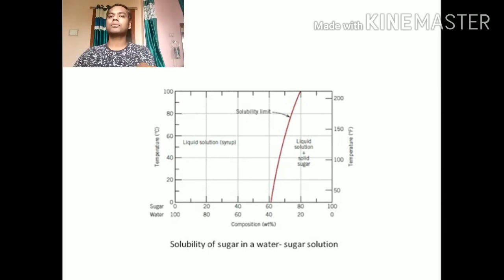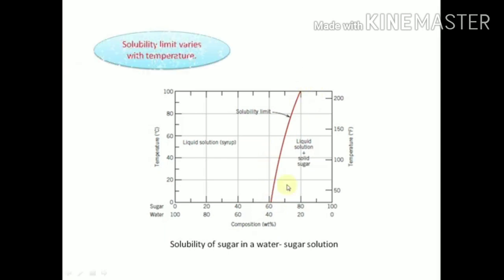This is the diagram of temperature versus composition of water sugar system. This represents a solubility limit curve. This solubility limit curve varies with temperature. Here you see at 20 degrees Celsius, the solubility limit is 65%. At 100 degrees Celsius, the solubility limit is 80%. So clearly it shows that the solubility limit curve varies with temperature.